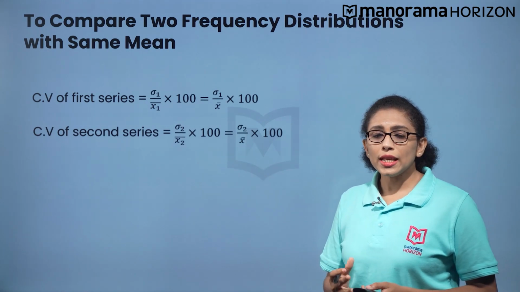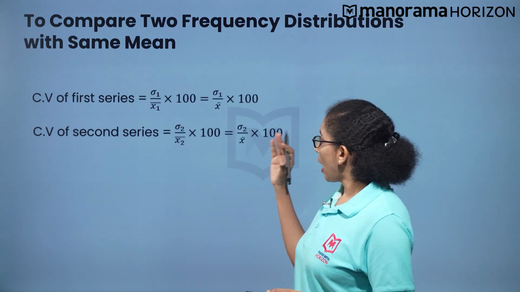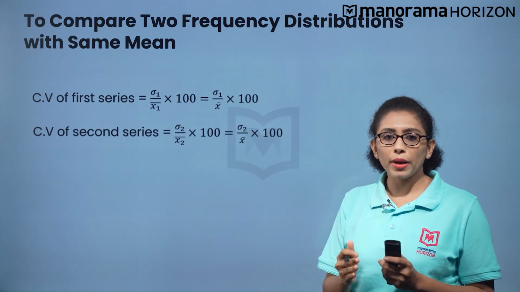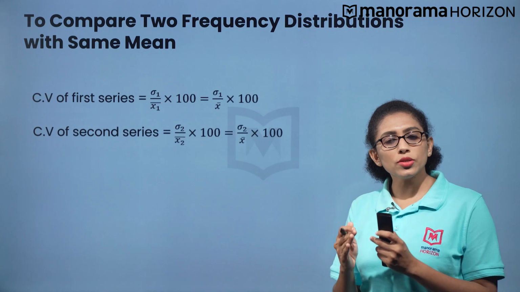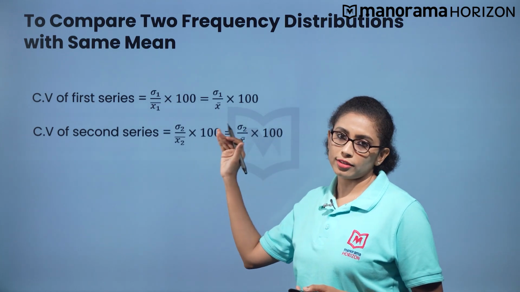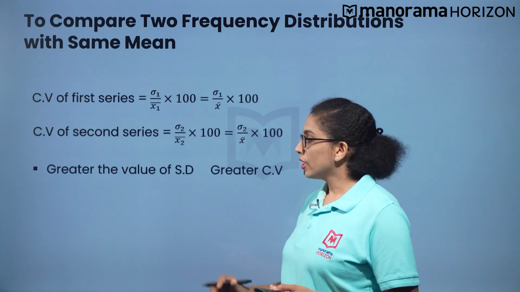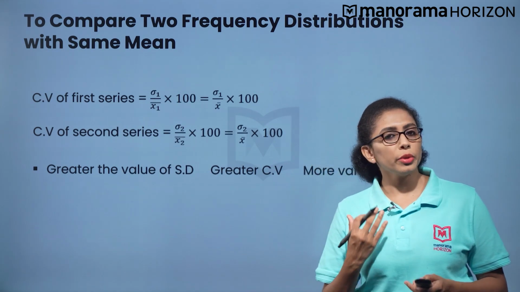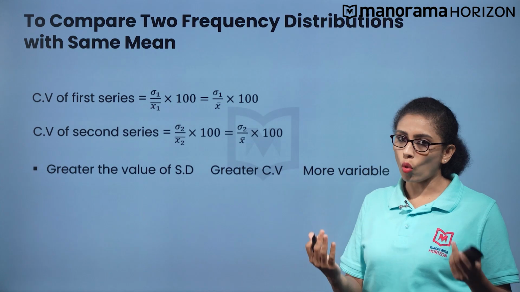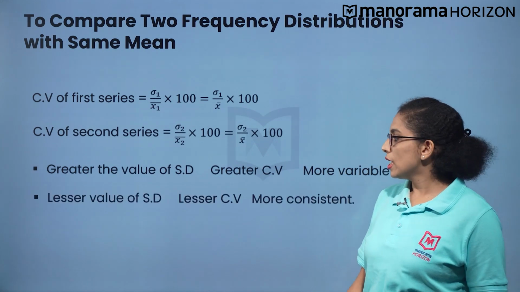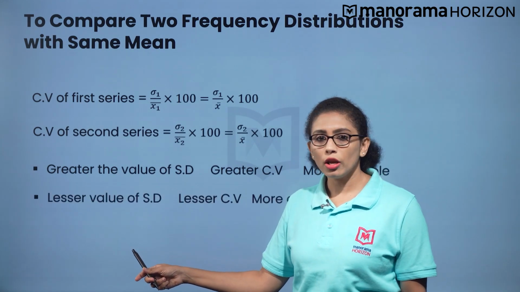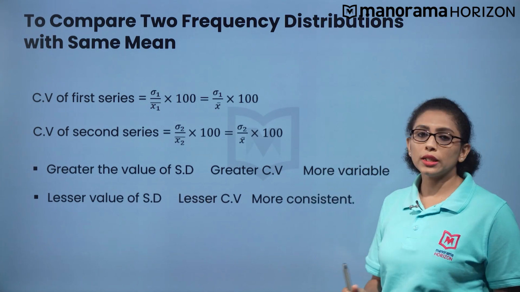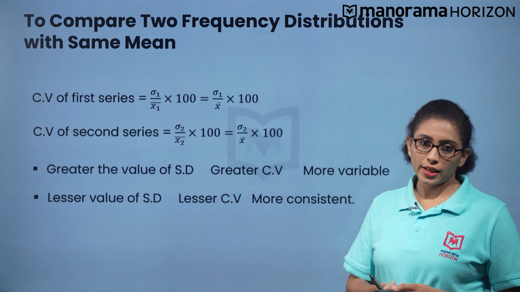So, you can see CV depends on the values of standard deviation. So, the two CVs can be compared based on the values of their respective standard deviation. That is, the greater the value of standard deviation, the greater will be the coefficient of variation, hence more variable. Similarly, a lesser value of standard deviation means lesser CV, hence it will be the more consistent data set.